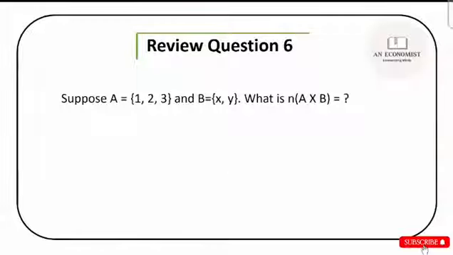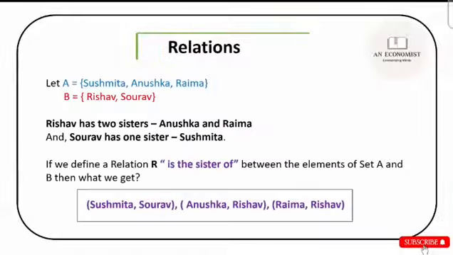This is a simple review question. A has 3 elements 1, 2, 3. B has 2 elements x, y. What will be the elements of A cross B? I hope by this time it is clear to you. This is 3 and this is 2. So the number of elements will be 6, right? You can do it manually as well because you have only 2 sets here. This will come out to be 6. I hope this is clear to you.